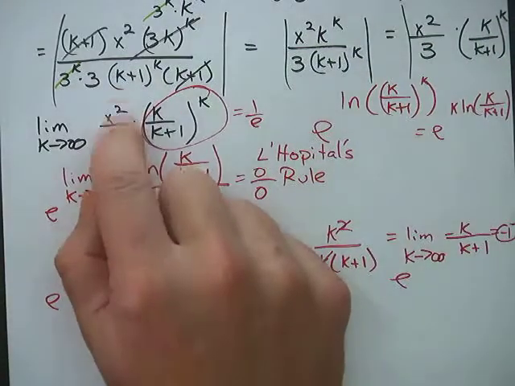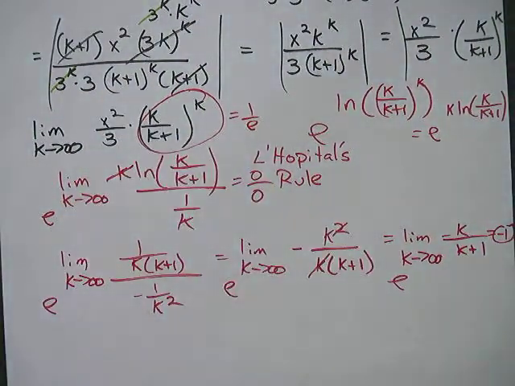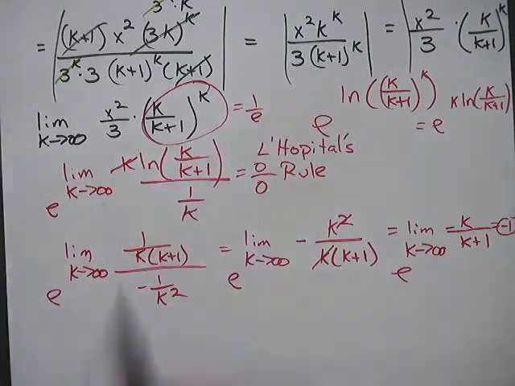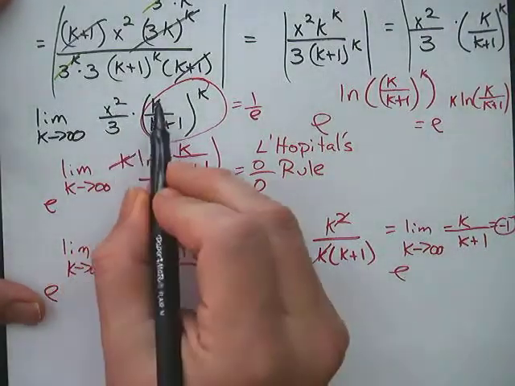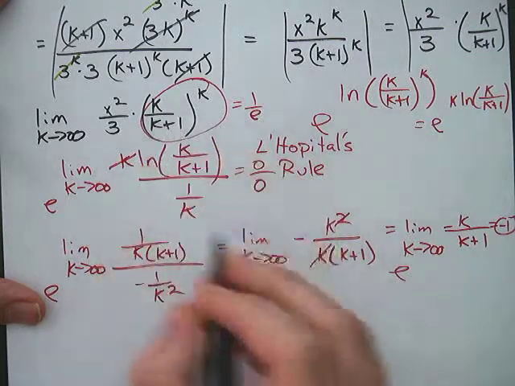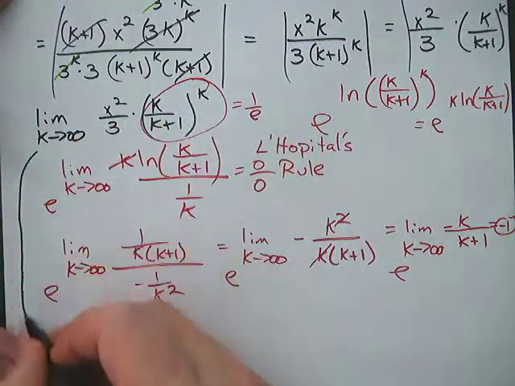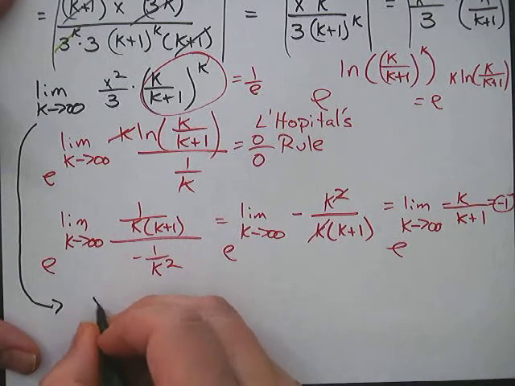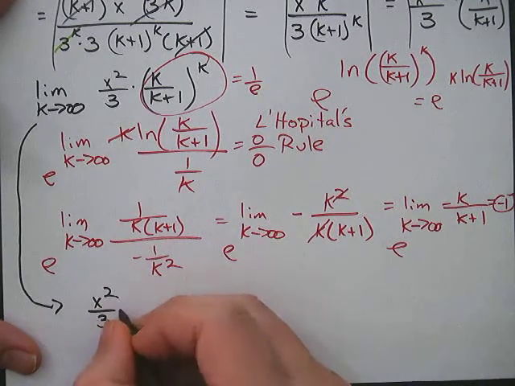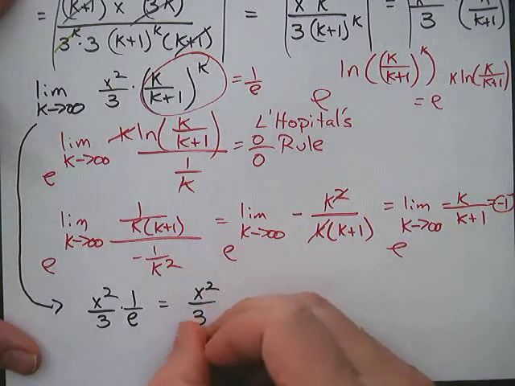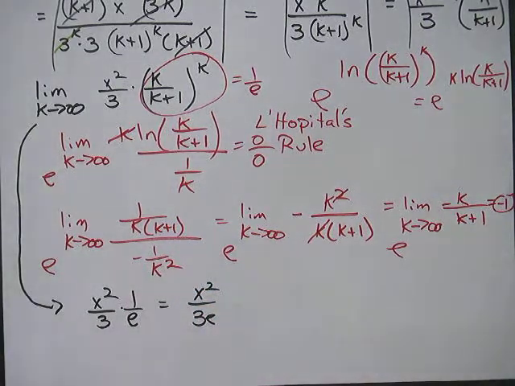Now, what about this x squared over 3 stuff? Well, x squared over 3 and the other factor are both considered constants because the only variable is k. So the limit as k approaches infinity of x squared over 3 times k over k plus 1 to the k power of this whole thing, and I'll go down here where we can see, the limit is equal to x squared over 3 times 1 over e, which is equal to x squared over 3e. Okay, so we found the limit.